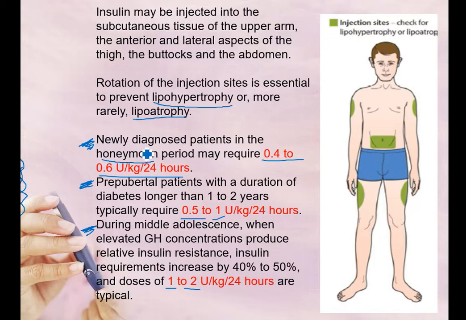A patient in the honeymoon period requires 0.4 to 0.6 units per kg, whereas a patient at pubertal age requires an insulin dose between 0.5 to 1 unit per kg, and during adolescence the dose is between 1 to 2 units per kg per 24 hours.